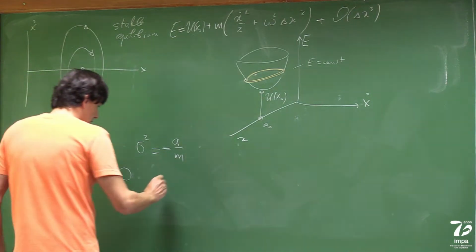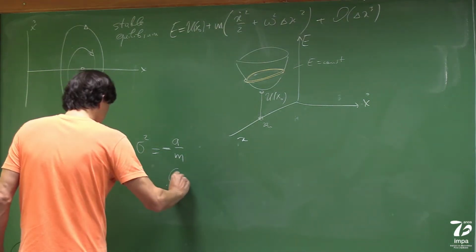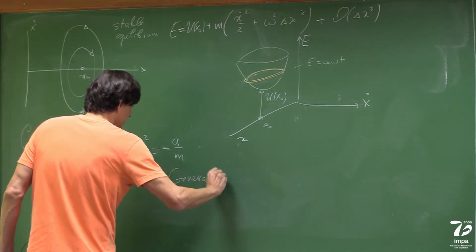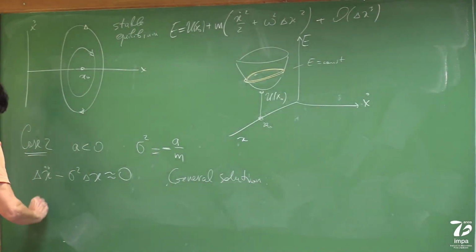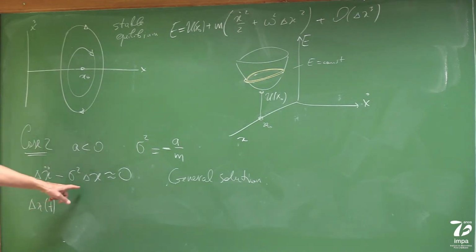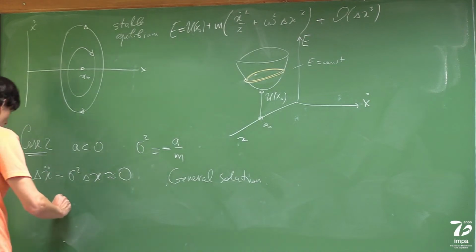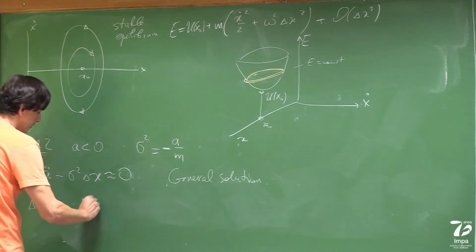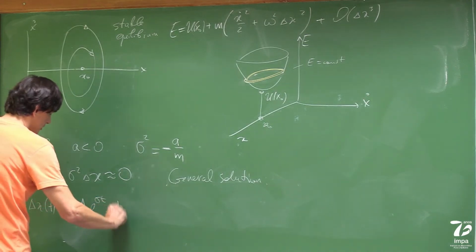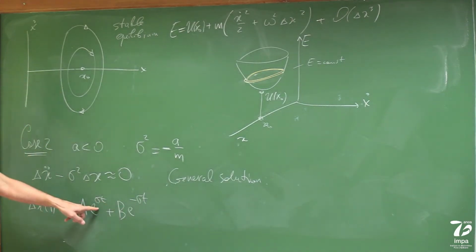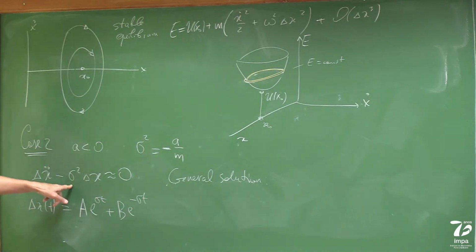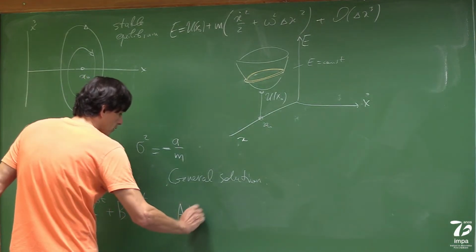And also we know the general solution. The general solution for delta x is exponential with sigma time and minus sigma time. So the general solution is the sum of any coefficient times exponential sigma t plus any coefficient times exponential minus sigma t. The second derivative always gives sigma squared in both cases, so it cancels with the other term, for any a, b real numbers.